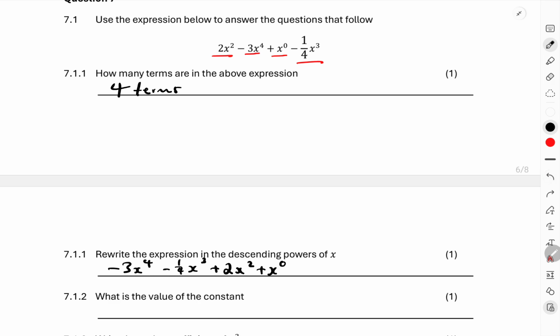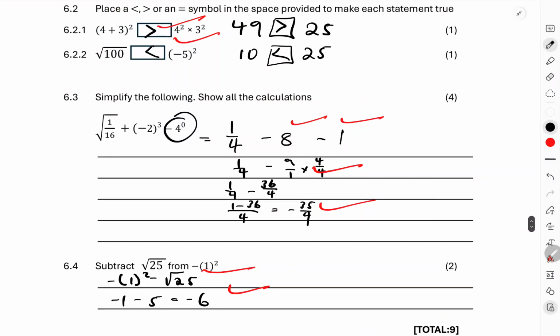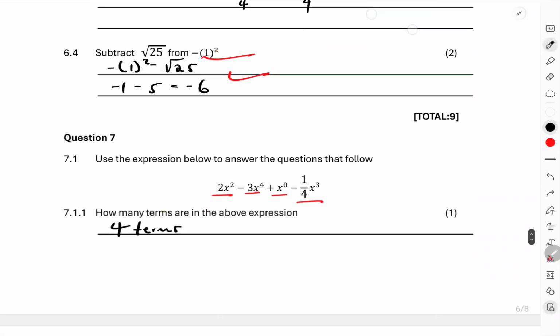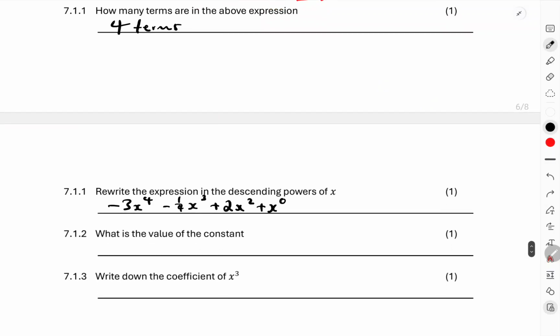What is the value of the constant? If you still remember, a constant is a number that is not attached to a letter. So do we have a number here that is not attached to a letter? So far, it appears as if we don't have a number. Then if we go back here, what do you remember about this part? We saw that 4 to the power of 0 gave us a 1. Therefore, this particular x to the power of 0 is also going to give us a 1, because anything to the power of 0 is 1. Therefore, the value of our constant is going to become 1, and the 1 has no letter attached to it.